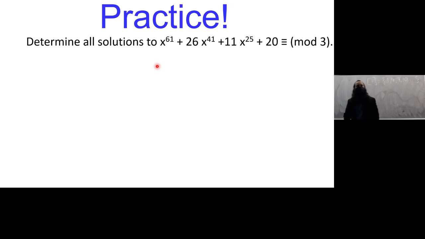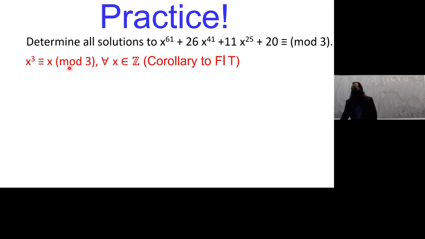Yeah, Philip? A to the p is congruent to a mod p. Okay, as long as p is prime. Here p is prime. So how are you going to write that in this, what's the useful relation here? Grayson? I think that x cubed is congruent to x mod 3, okay? A to the p is congruent to a mod 3. Okay, now you see what to do.